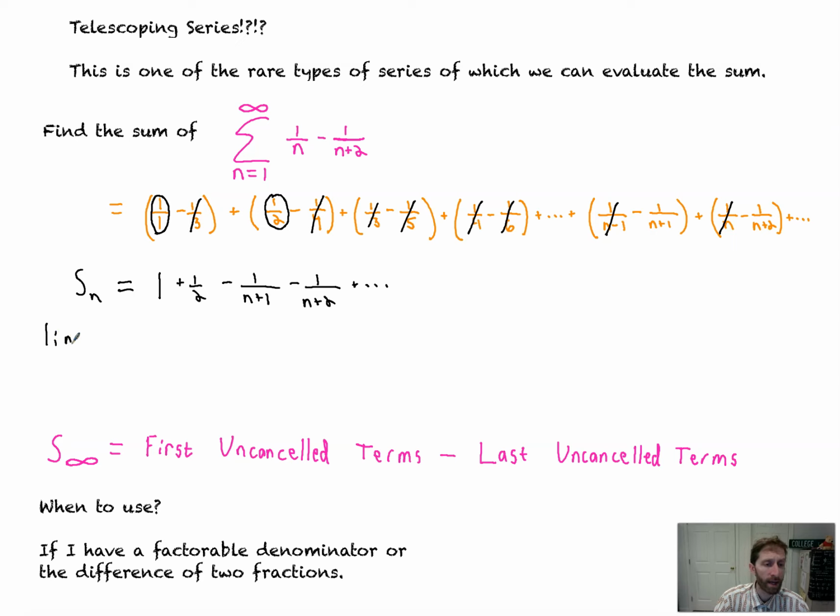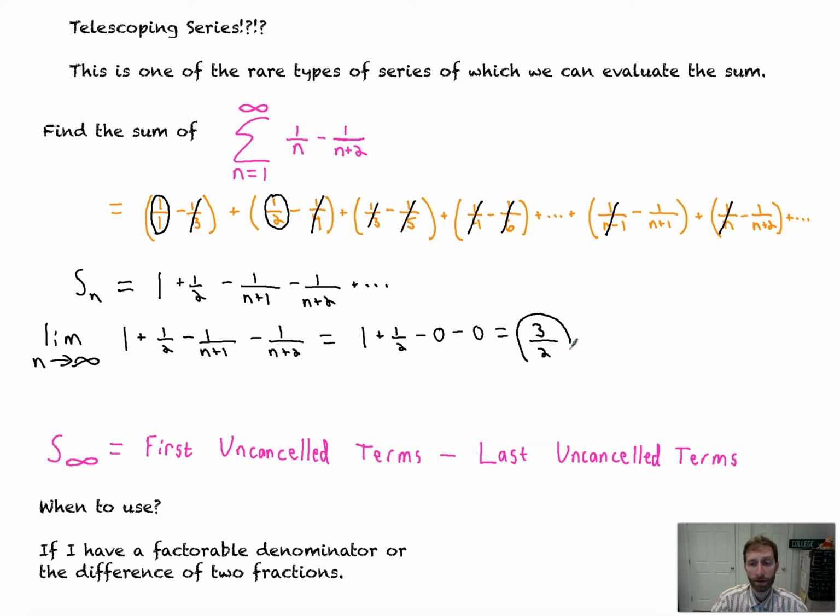So if I take the limit as n goes to infinity, and you remember how we did that with our partial sums, it's the same thing here. We take the limit as n goes to infinity of s sub n: 1 plus 1/2 minus 1 over n plus 1 minus 1 over n plus 2. So each of these first terms are constants. They remain in a limit. And this is 1 over infinity minus 1 over infinity. Each of these will go to 0. So we end up with 1 plus 1/2 minus 0 minus 0. And that simplifies down to 3/2. And therefore, that is what this series converges to.